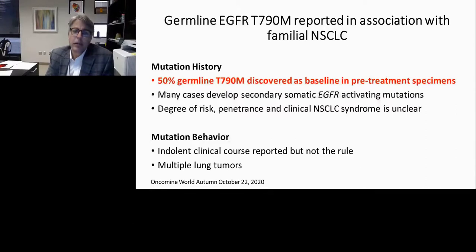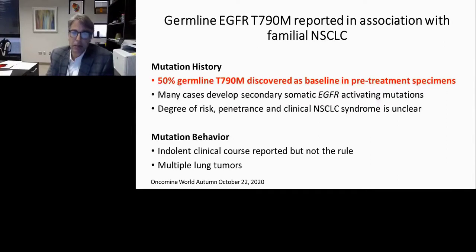The degree of risk and penetrance for developing a clinical non-small cell lung cancer syndrome is unclear in these types of specimens. The behavior of these mutations is unknown. There aren't many patients who have been described with that. Some reports say this is an indolent clinical course, but that's not always the rule. And they are often associated with multiple lung tumors in both lungs, which is what we saw in this case.